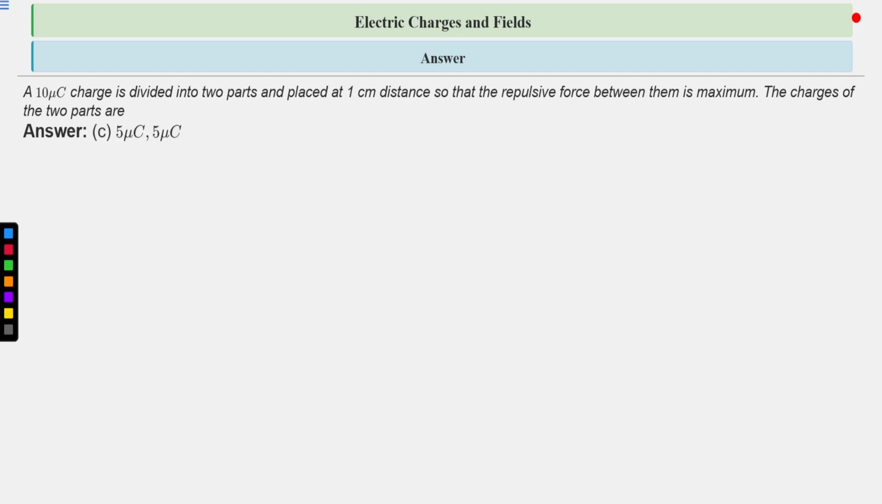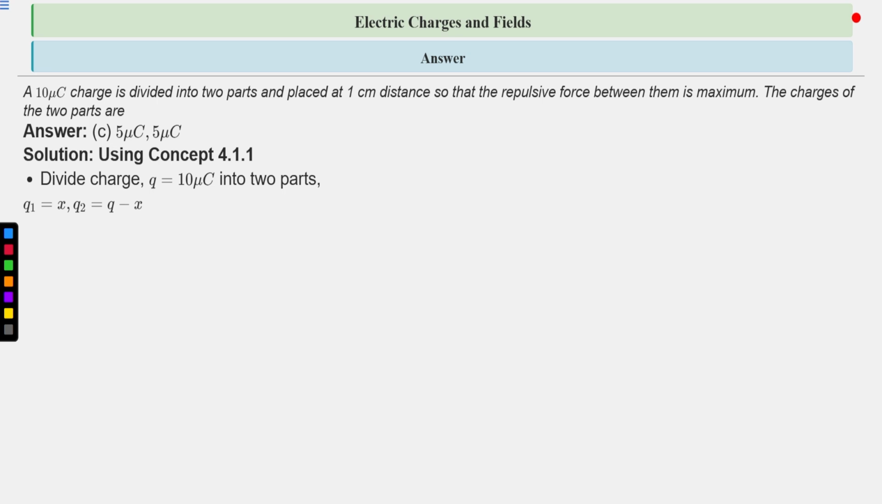Okay, the correct option is C, 5 microcoulomb, 5 microcoulomb. Solution: using concept 4.1.1, divide charge Q equal to 10 microcoulomb into two parts. So we are dividing this charge into two parts. We don't know whether we have to divide it into equal parts or unequal parts. So we'll see how we'll do this.